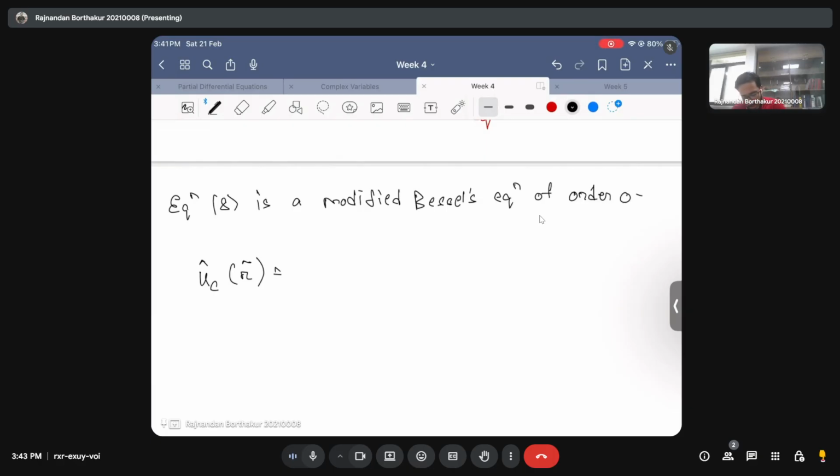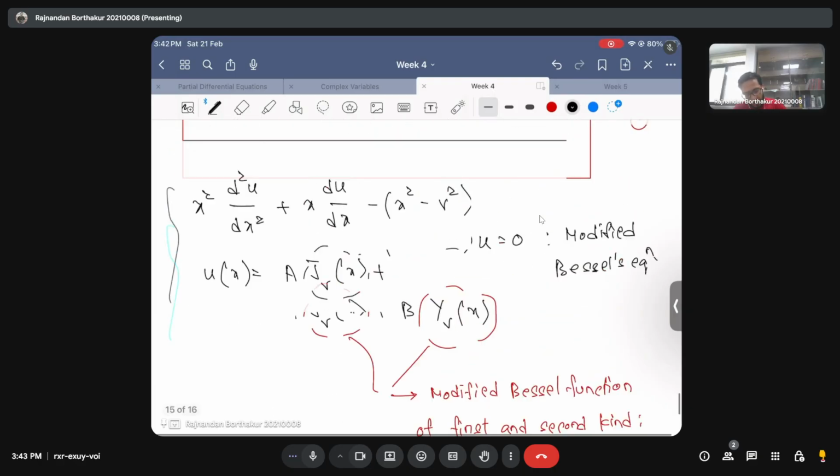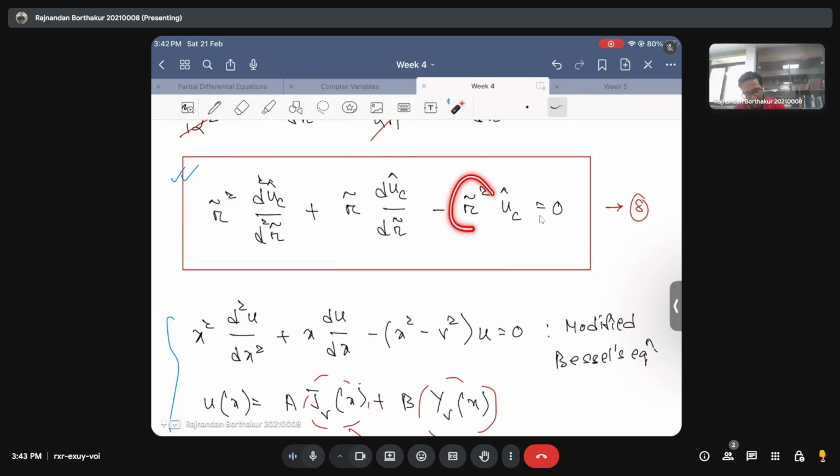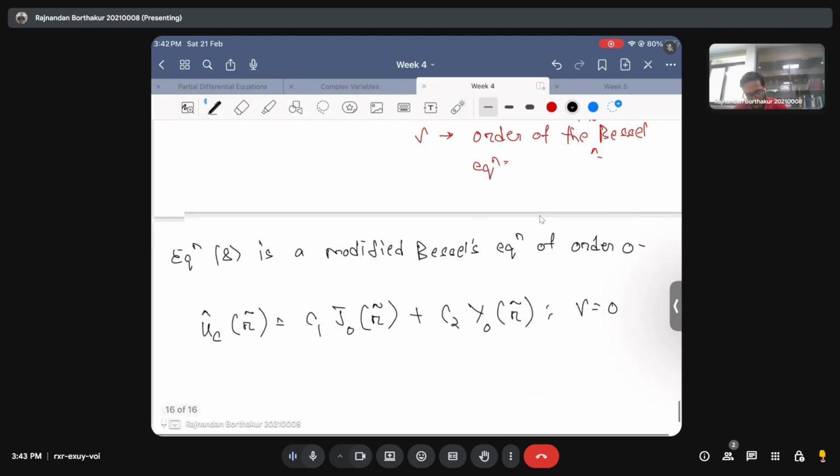So my solution is going to be, let's say, some c1 times J0 of r tilde plus c2 times Y0 of r tilde, because I know that nu is typically equal to 0. Precisely from this term I can interpret that this is going to be the solution with order 0. That means we just know the solutions, right?